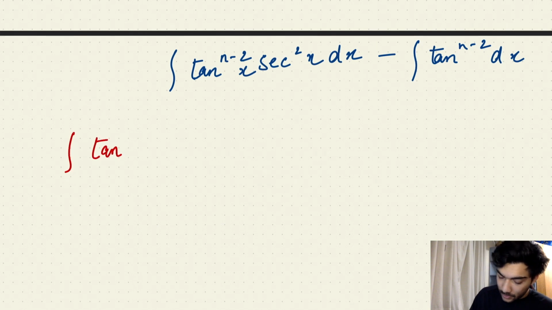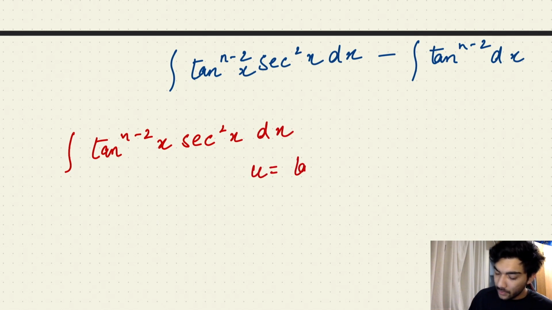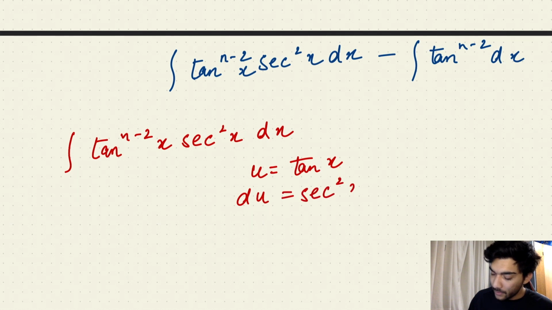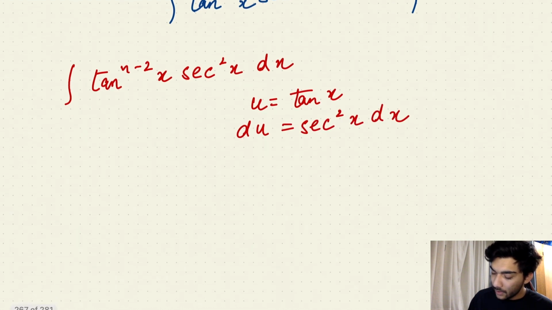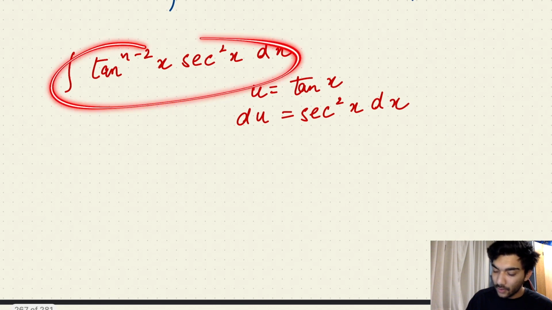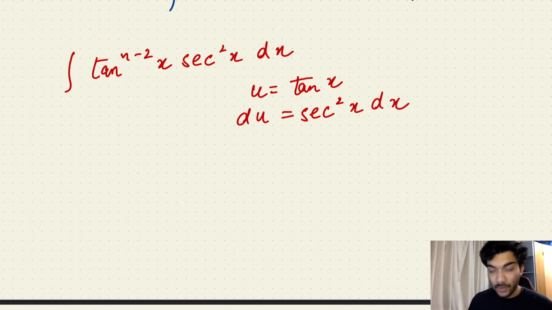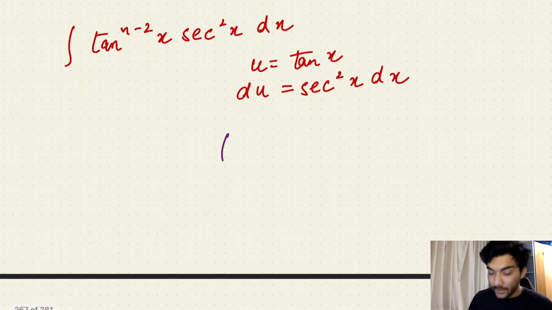So integral tan to the power n minus 2x secant square x dx, we'll just assume our first function to be tan x. If we calculate the du in this case, it would simply be secant square x dx, right? And now let's do all the substitution which we have been doing in the previous videos as well. We'll use the same approach.